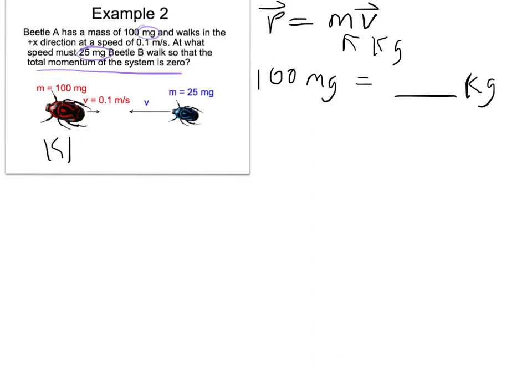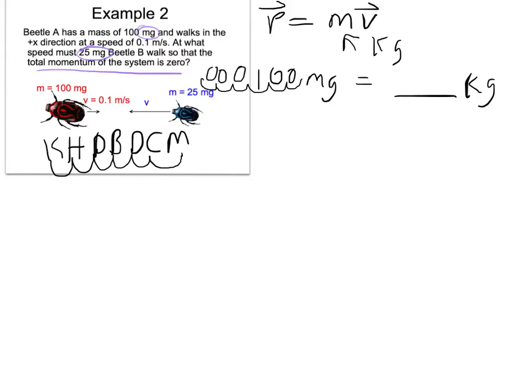If on the chart I go from milli to kilo, that's 1, 2, 3, 4, 5, 6 to the left. 1, 2, 3, 4, 5, 6. Fill in those 3 missing spaces with zeros. And we get 0.0001 kilograms.